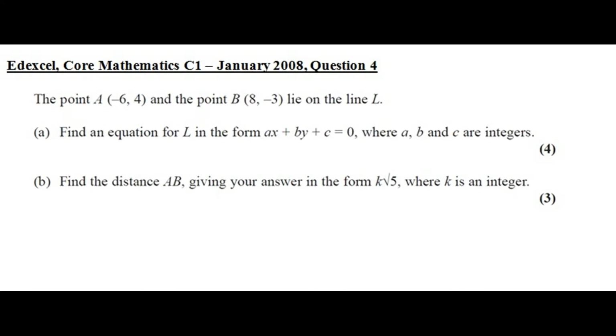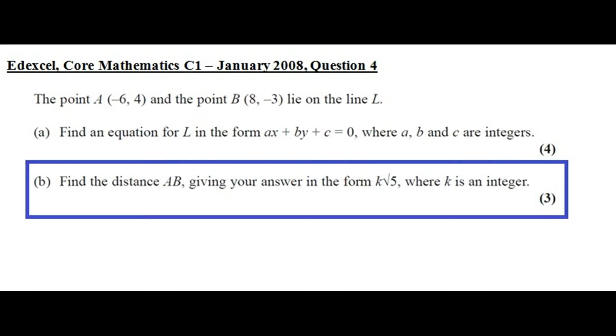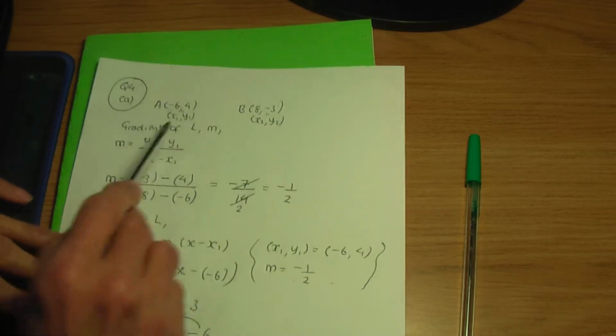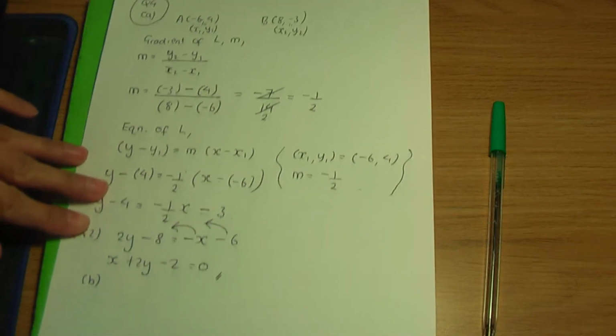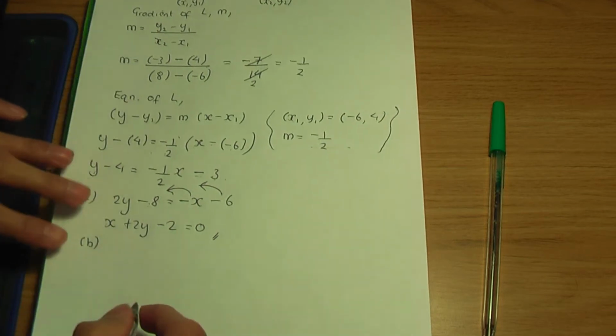So we have another part to do, part B. Part B is find the distance AB, giving your answer in the form k root 5, where k is an integer. Let's think about this problem. Let's go back to the paper and pen. We have the coordinates of A and B, which have been given to us as part of the question, and we need to find the distance AB.